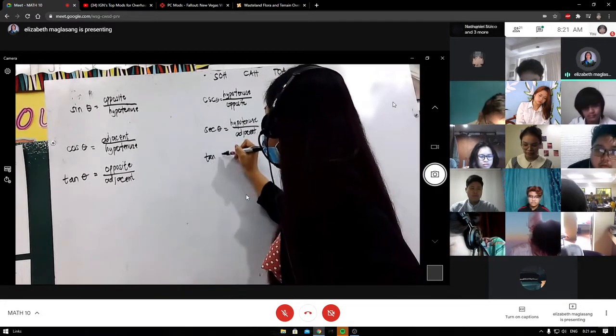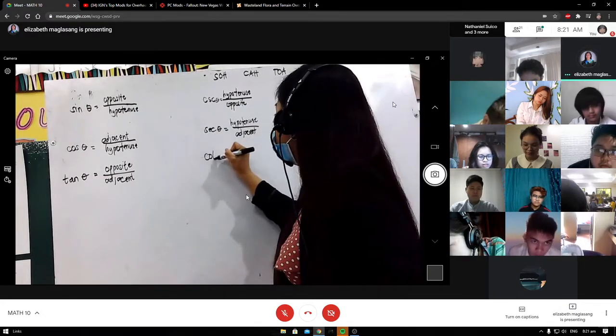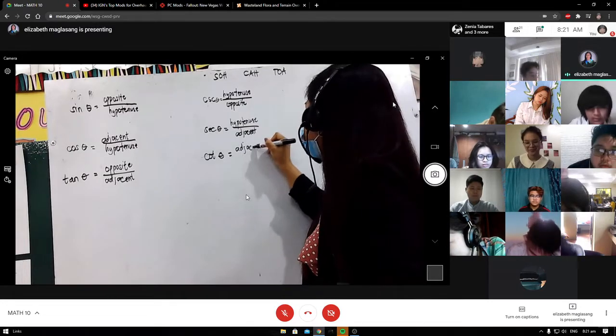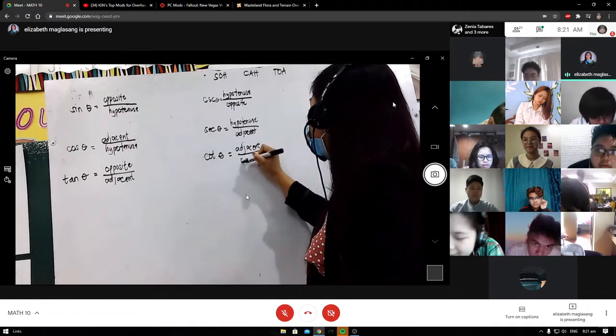Tangent theta, cotangent equals adjacent over opposite.